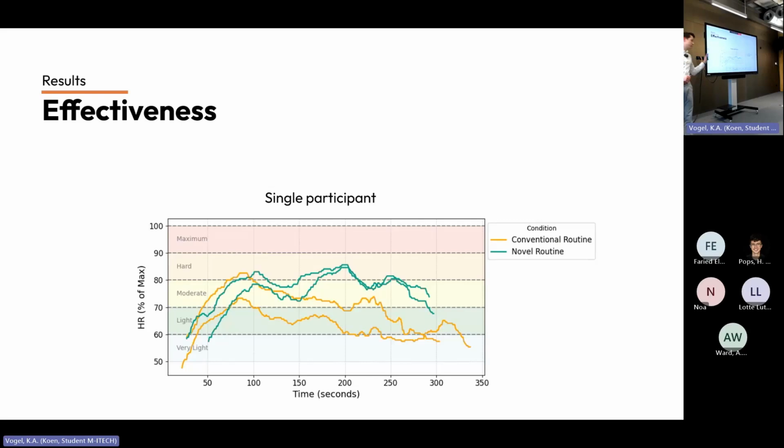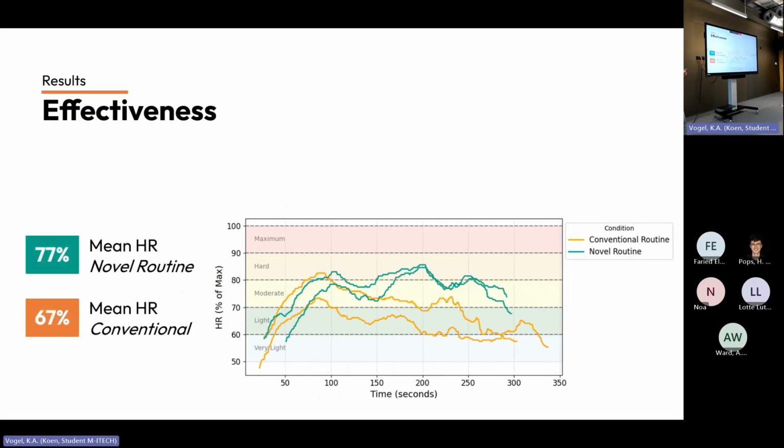This is the heart rate data of a single participant. So you see the 4 sessions that they did, 2 conventional, 2 novel. You can see that there are some differences. If we look at the whole population, you can see that the novel routine has a much higher heart rate than the conventional routine. And this is especially true if we look at the specific phases in the warm-up.